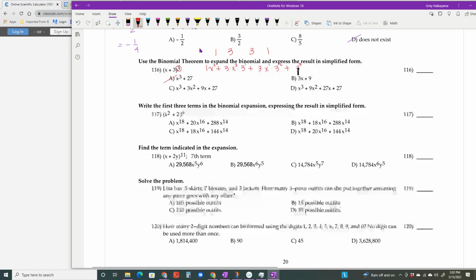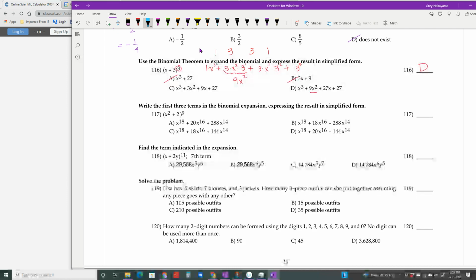I hope you have clearly knocked both of those out. Not possible. So now I have to decide between C and D. And my second term here is 3 times 3, 9x squared, which is what I have here. So my answer is D.